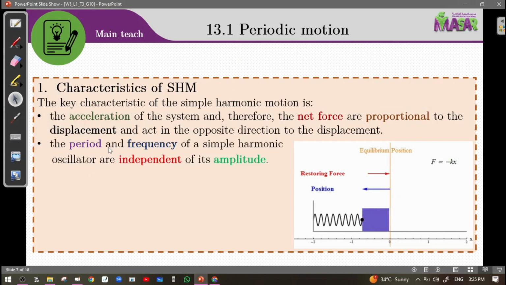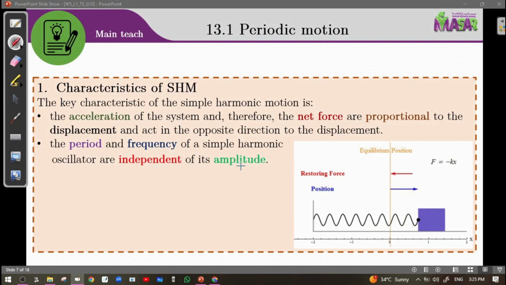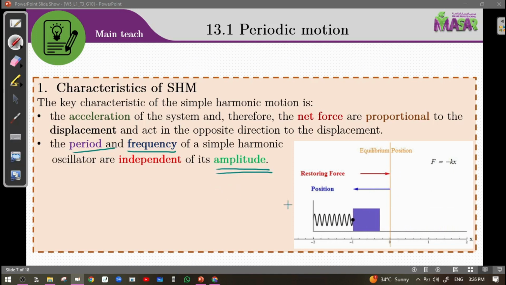Now, from the previous lesson, we learned that the period and frequency of a simple harmonic motion are independent of its amplitude. That's it. The amplitude is independent of the frequency and period and vice versa. So changing the amplitude won't affect the frequency or the period.